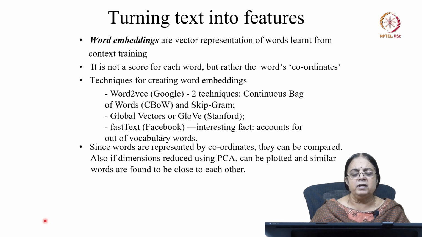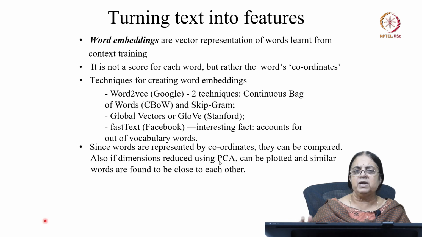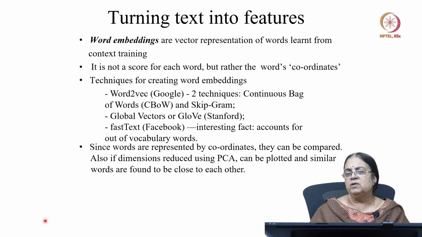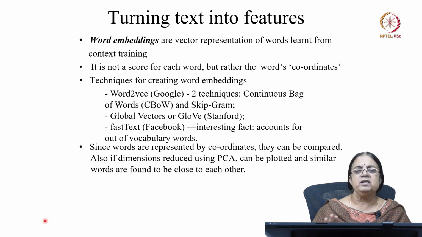You can see that if you take words which are similar to each other, their vectors are close to each other. If you use, say, principal component analysis to bring down the dimension, so if you have a d-dimensional vector and you bring it down to say 2 dimensions and plot it, you will find that words which are similar are close to each other.